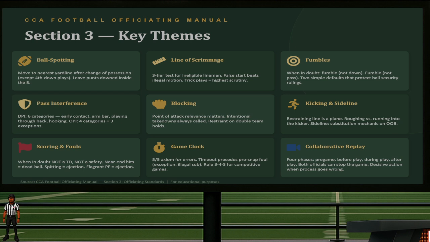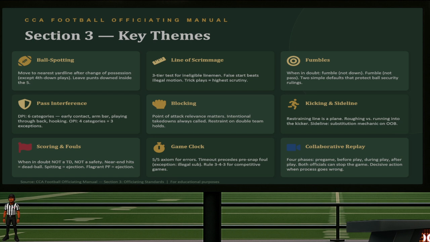Scoring and fouls: when in doubt, not a TD, not a safety. Near end of play hits default to dead ball. Spitting and fighting both require ejection. Flagrant personal fouls require ejection. Game clock: the 5-5 axiom for error adjustments. Timeouts precede pre-snap fouls, except for the illegal substitution exception. Rule 343 is the referee's tool in competitive close game situations late in a half. Collaborative replay: 4 phases govern the process from pre-game setup through the review itself. Both the booth official and the collaborative official can stop the game. When the process is going wrong, either official takes decisive action immediately.